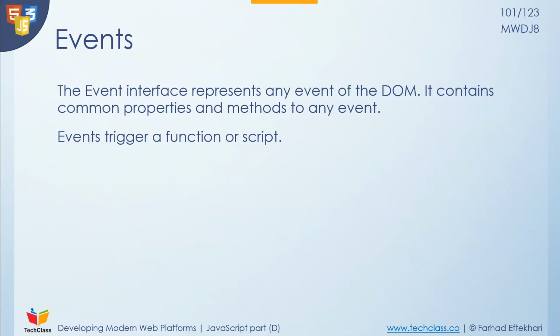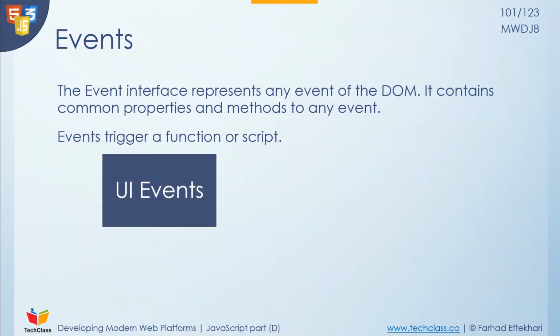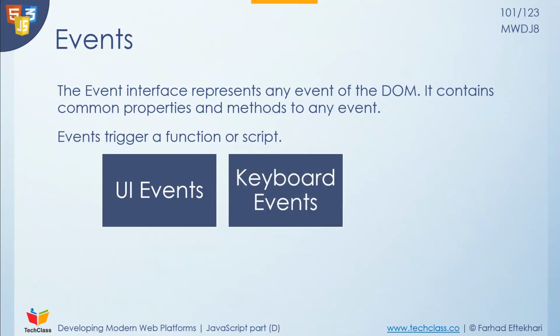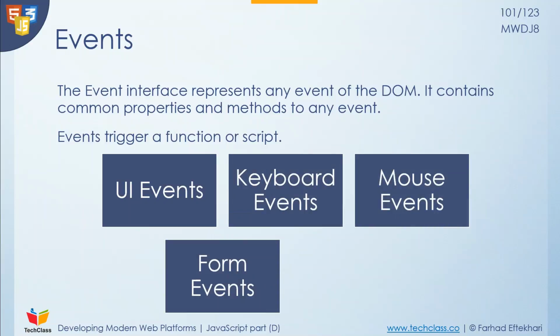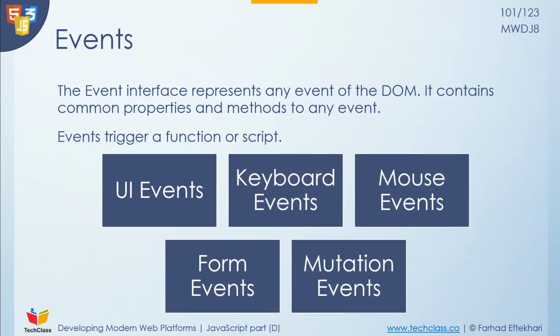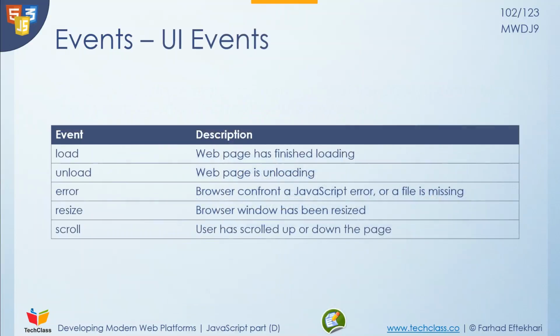And now let's get familiar with what the different types of events are, what the description of them is, and how we can use them. So the event interface represents any event of the DOM or DOM object. It contains common properties and methods to any event. Events trigger a function or a script. So we have UI or user interface events, keyboard events, mouse events, form events, and mutation events.